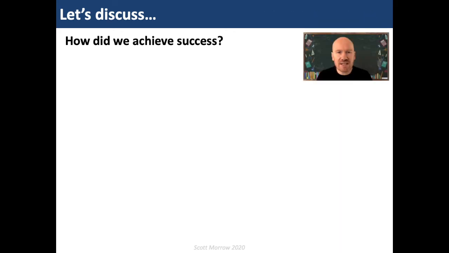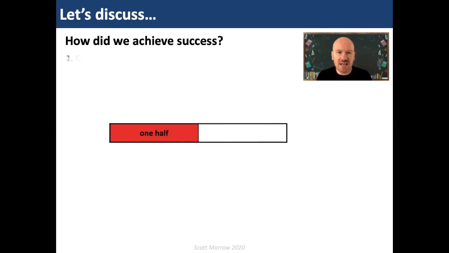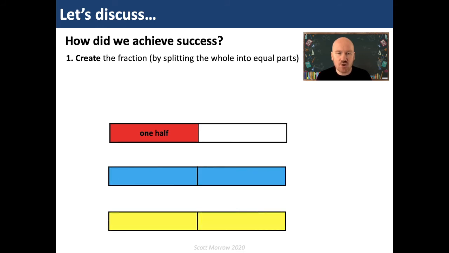When we were wanting to create fractions equivalent to 1/2, the first thing we did was we created the fractions themselves by splitting the whole into equal parts. So we split those wholes into 2 parts to create our halves. Once we did that, we decided how many parts to split each of those halves into. So we could split each of those halves into the same number of parts. Here we're splitting each half into 2 parts and then again into 3 parts.